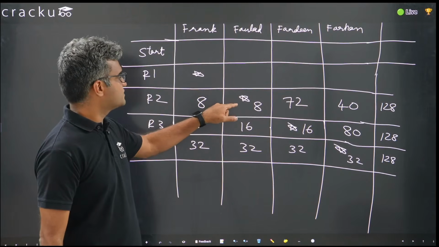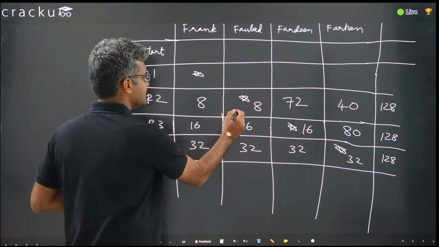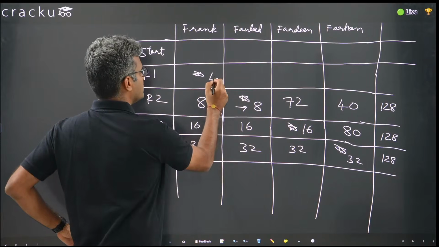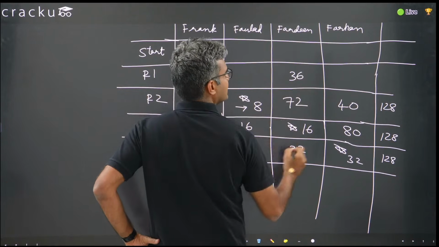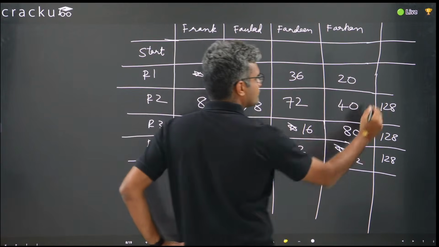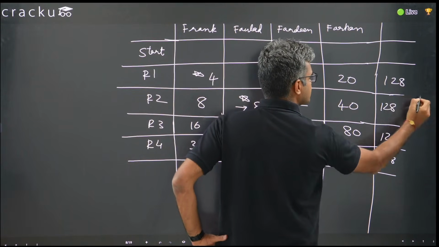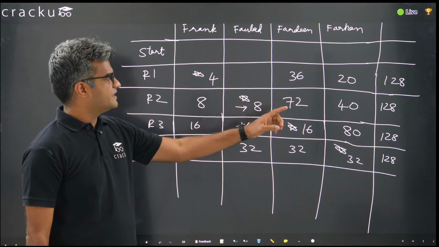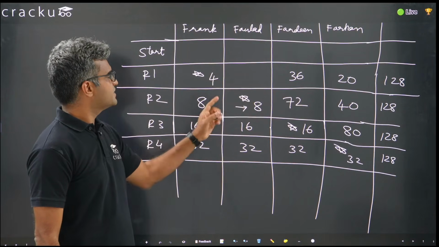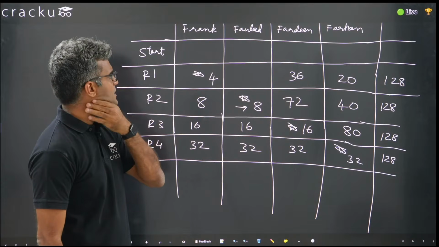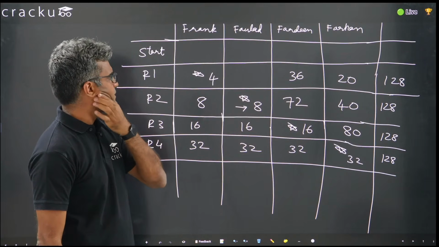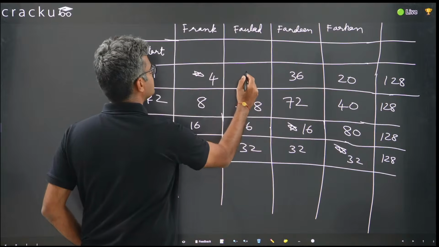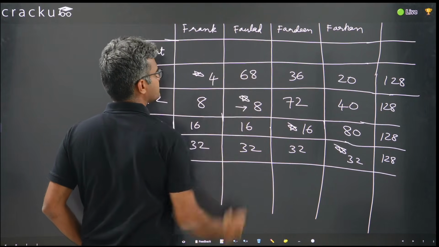Who lost this round? This round was lost by Fawlad. So other than this guy, everybody else's number of coins doubled. So the number of coins with Frank will be 4, with Fardeen will be 36, and with this guy will be 20. The total number of coins is anyways 128. This is not changing. 36 plus 20 is 56, plus 4 is 60. Out of 128, 60 coins are with these guys. This would imply that this guy has 68 coins.